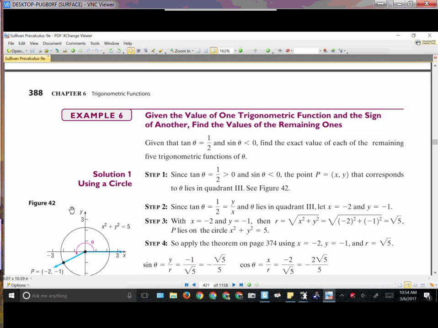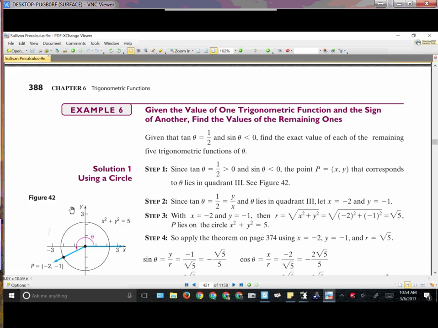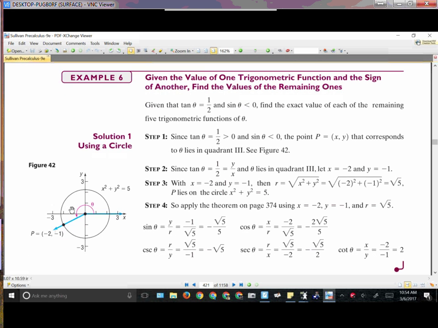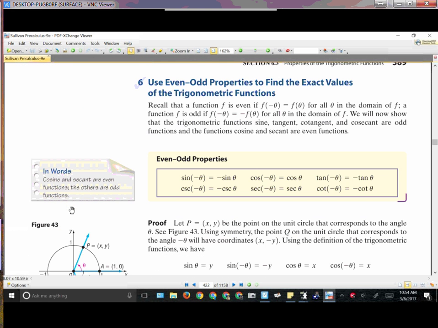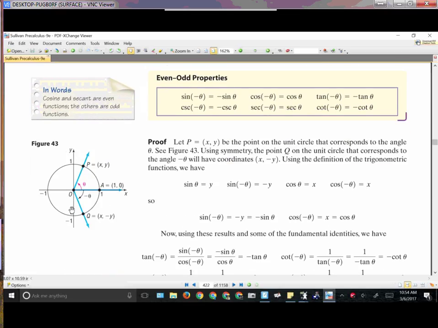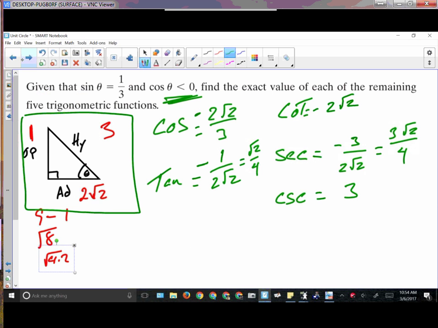So then, let's see what else do I want to do here. Odd and even properties. You've kind of picked up on this from the unit circle itself, where we got sine of negative theta is equal to negative sine of theta. You should have noticed these things, that we have a certain level of a repeating pattern here.